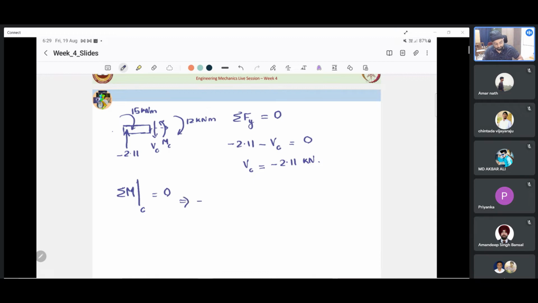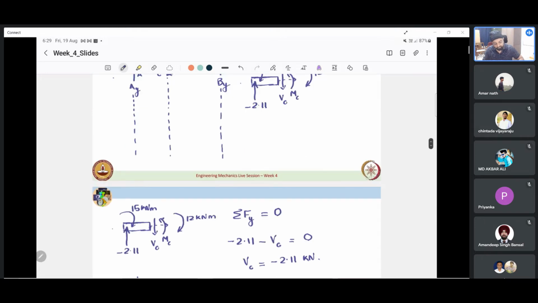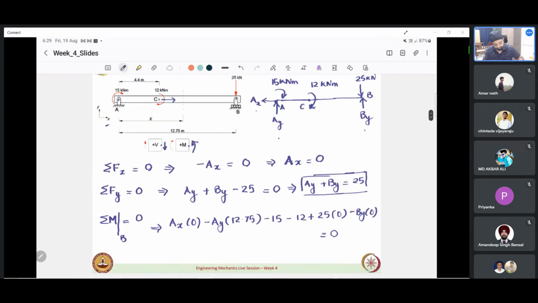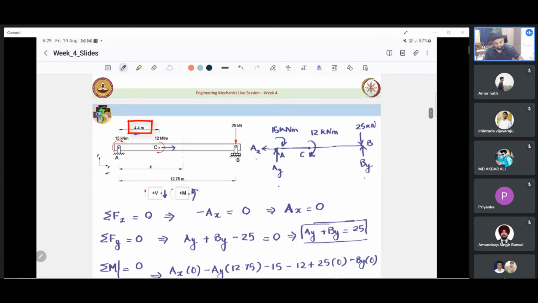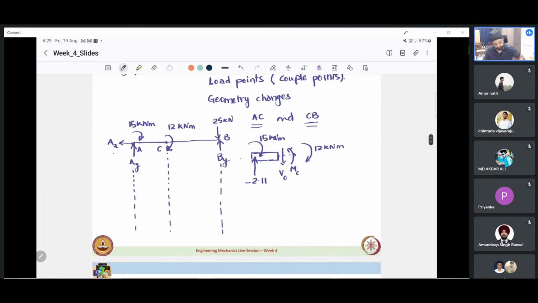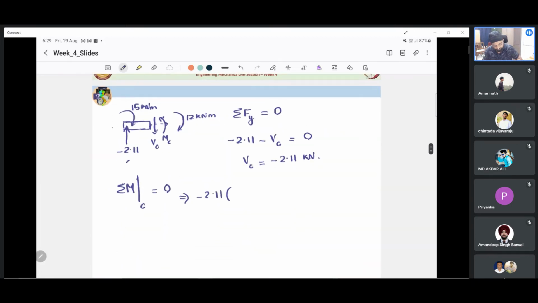So we will see that minus 2.11 makes a clockwise moment, which is negative. At C, what is the distance to this thing at C? If we see, this is 4.4 meters from the question. So this length is actually 4.4 meters. Right. So this will be 4.4, but this moment will actually be, if I were to correct the sign, this thing will be pointing downwards. So it will actually create an anti-clockwise moment, which is actually positive. That is why we have taken this to be positive.